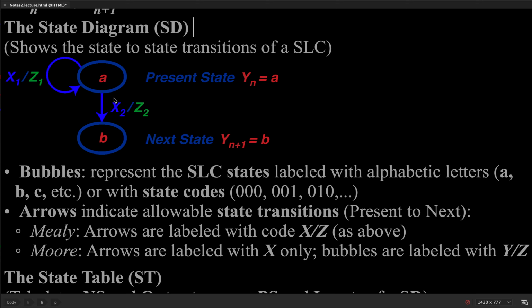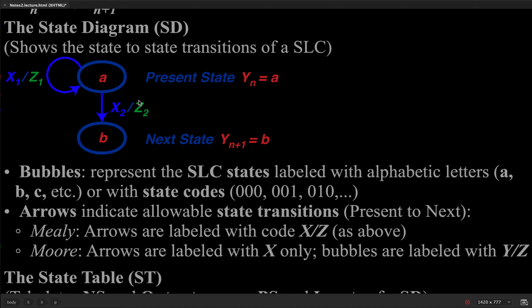Now, in this particular case, if I get X2, I'm going to go from state A to state B, or from the ground floor to the first floor. If I get input X1, then I'm going to remain in state A. While I'm doing this, I will output Z1 in the first case and Z2 in the second case.